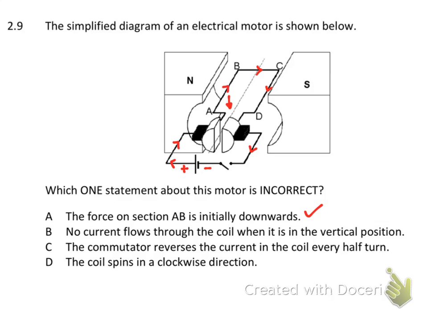In the vertical position, you'll see that the split ring commutator, the gap in that aligns with the brushes, and so no current flows at that point, and so that's correct. C, the commutator reverses current every half turn, again that's correct. And D can't be correct because it contradicts A. So D's the answer they were looking for.